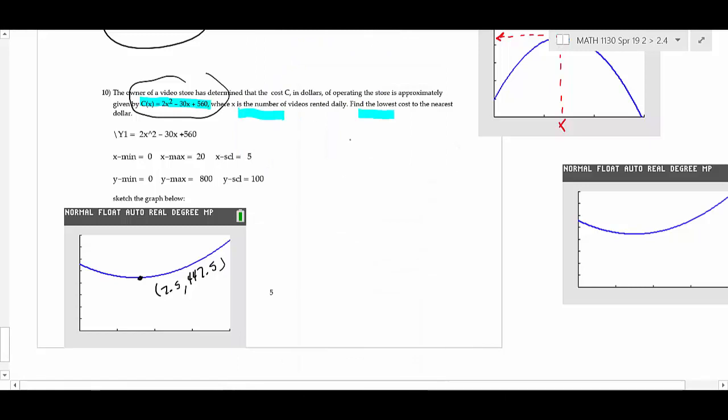So that means that you're finding the lowest cost to the nearest dollar. The lowest cost is going to be the Y value. So that will be $447.50. Okay, that's what that is.